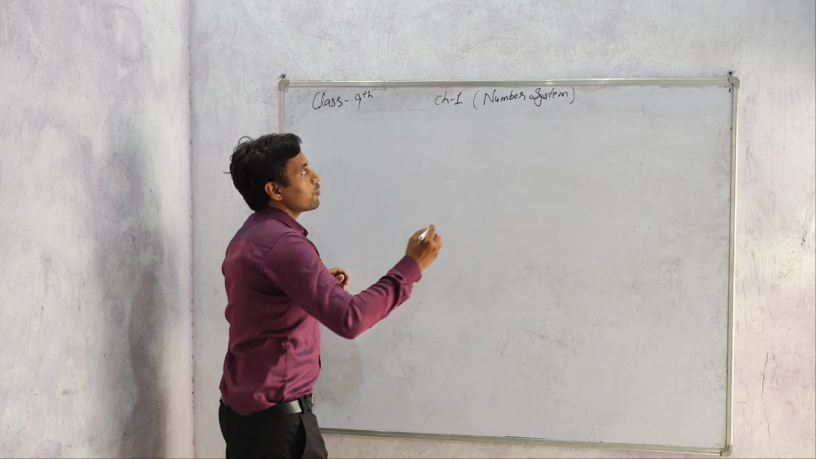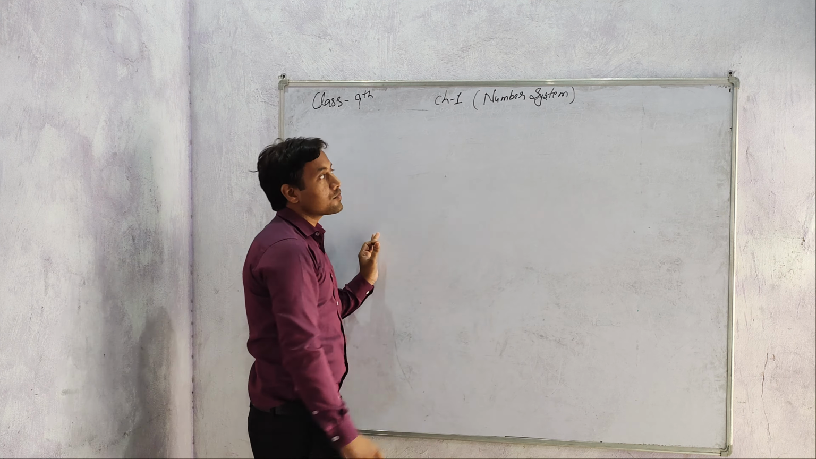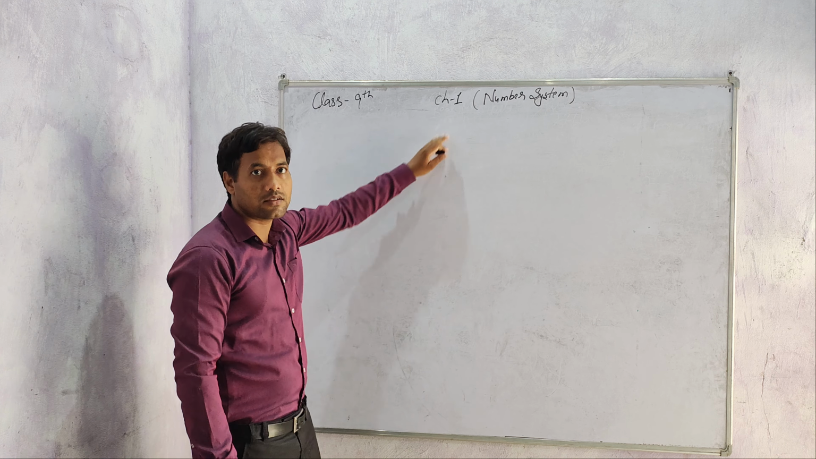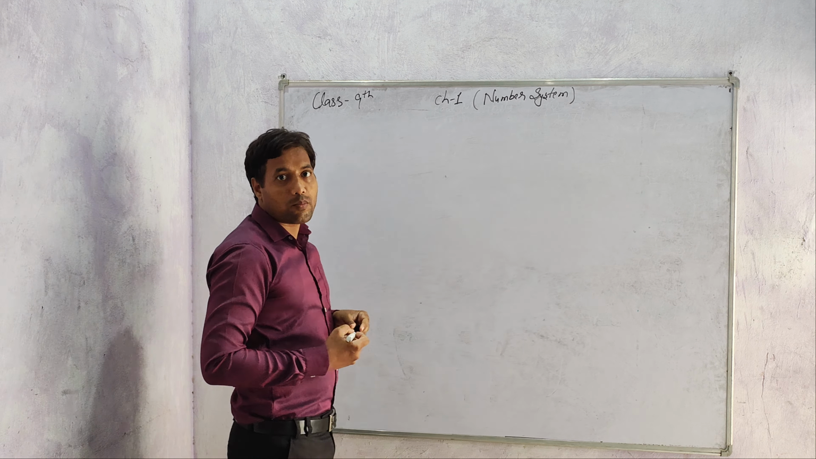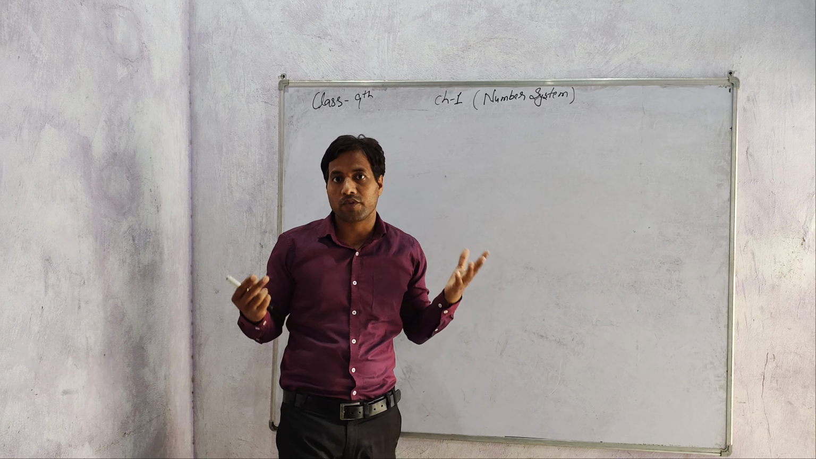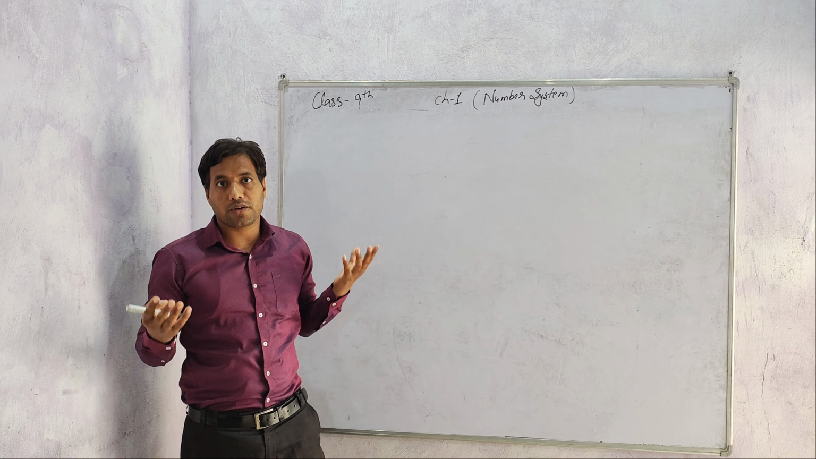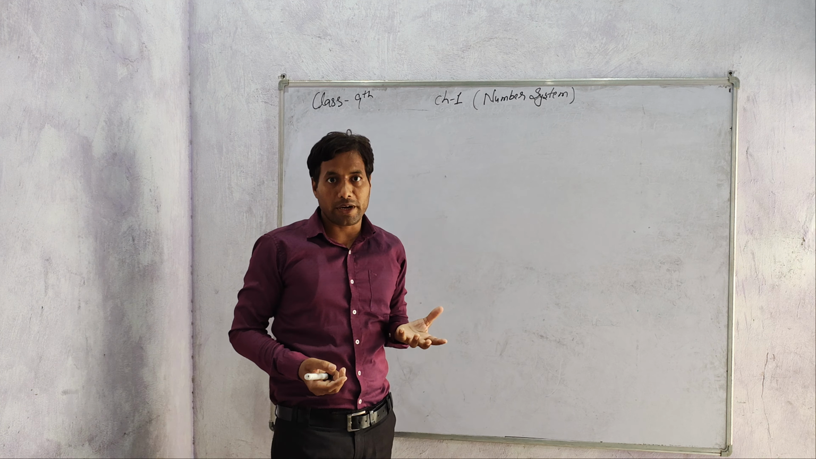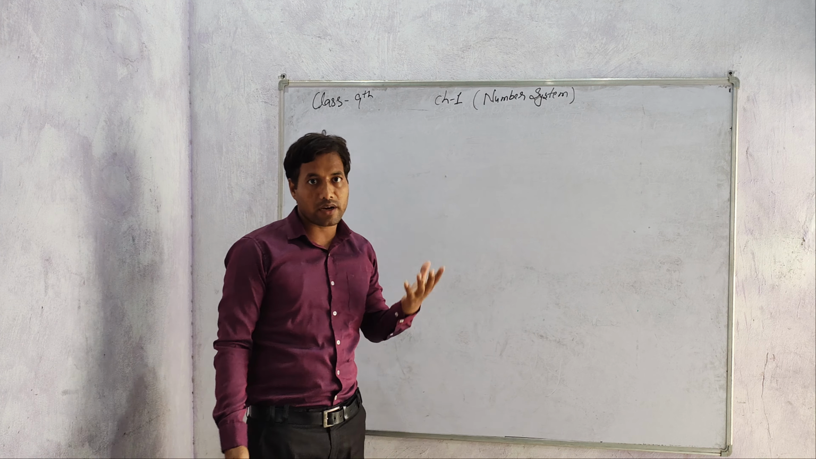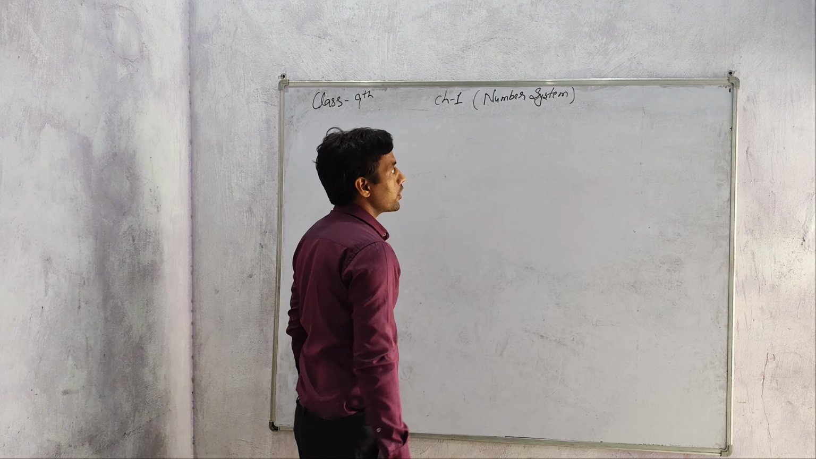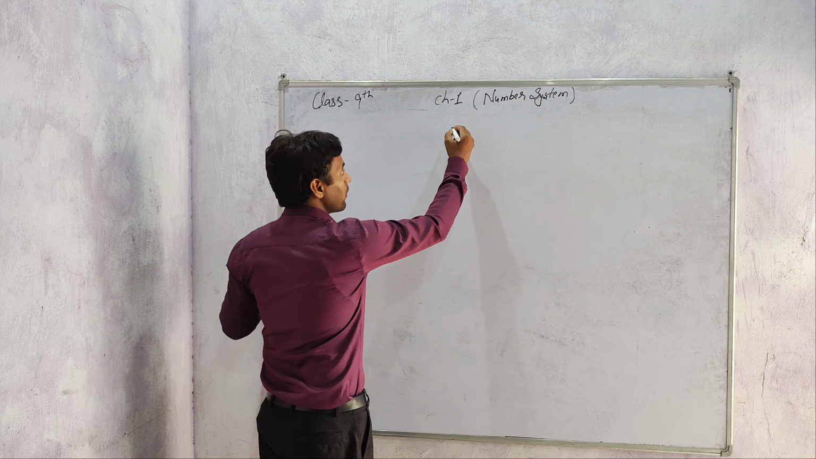Today we will discuss the number system, chapter one of class 9. Okay, so you all know about numbers, most of which we use in daily life. That means complete numbers, simple numbers, decimal numbers, and some fractional numbers. Okay, so first we take real numbers.